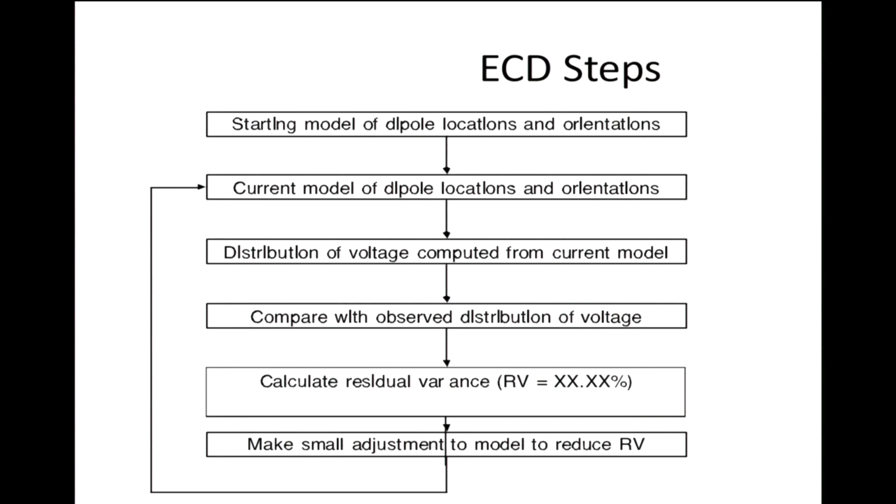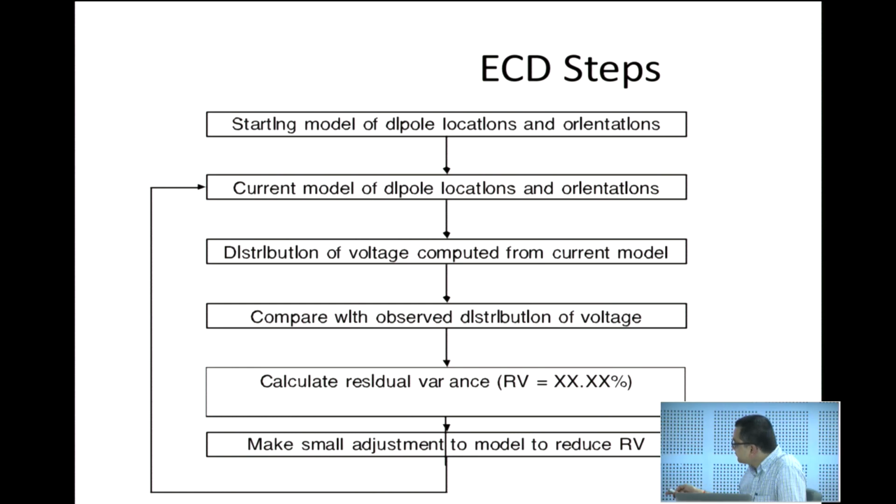So the steps are: we have a starting model of dipole locations and orientations, then you solve the forward model and find what EEG it produces, and you compare it with the real EEG. You calculate the residual variance, and you make some small adjustments to the model so that your model comes up with a better fit. Better fit means less residual variance.